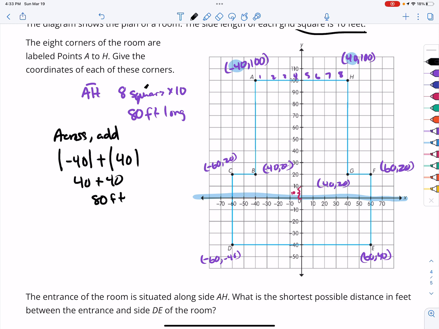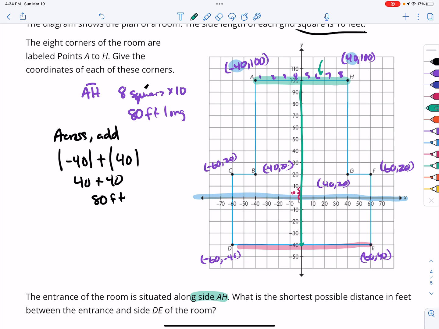So looking at this entrance of the room being situated alongside A through H, AH is this side here. What is the shortest possible distance between the entrance and the side of DE? So DE is down on this end. And so we know that there's going to be a door put in somewhere in this green area. And so we need to know how far is it from the green all the way down to the red?